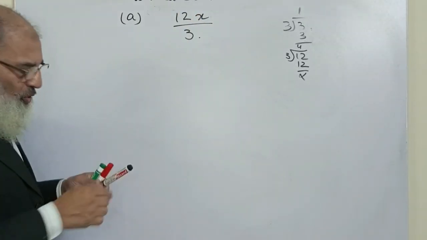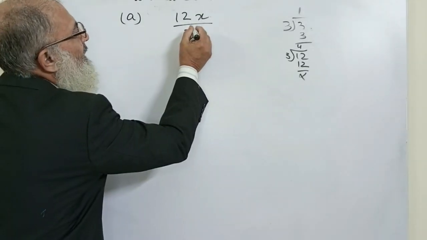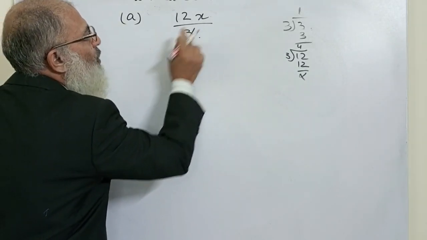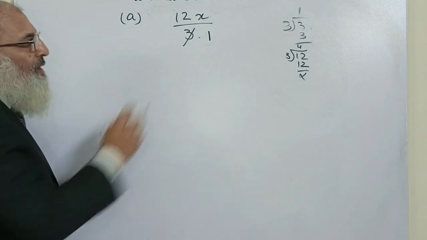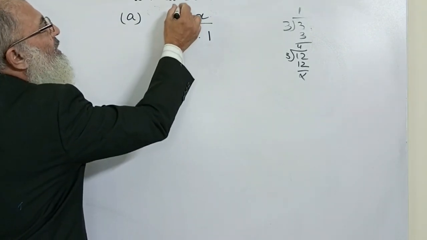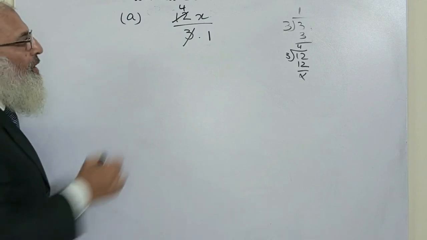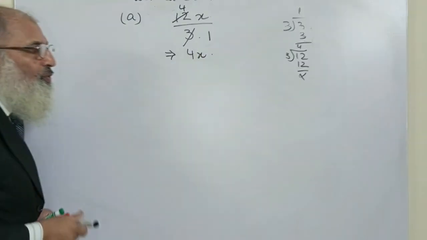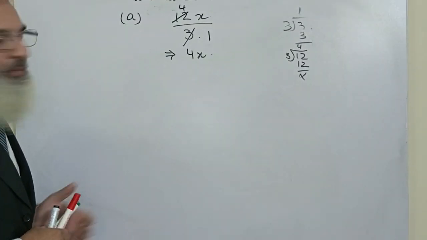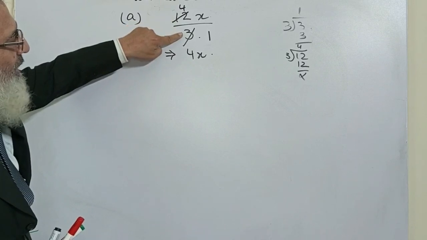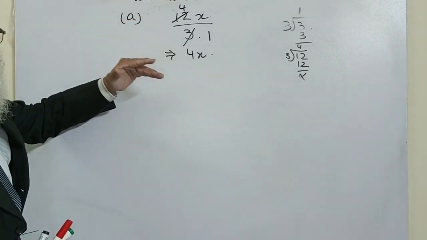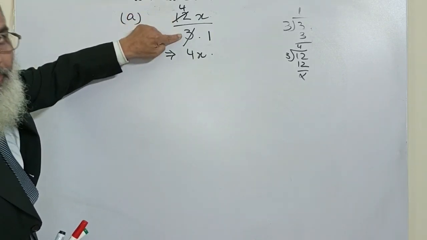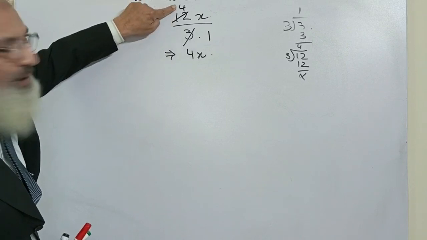Or in its simpler form, what will we do? We just cancel: 3 1 times 3, and 3 4 times 12. So what will be the answer? Here is 4x. Simple, 4x. We have just divided 12 by 3, and the answer is 4 over here.